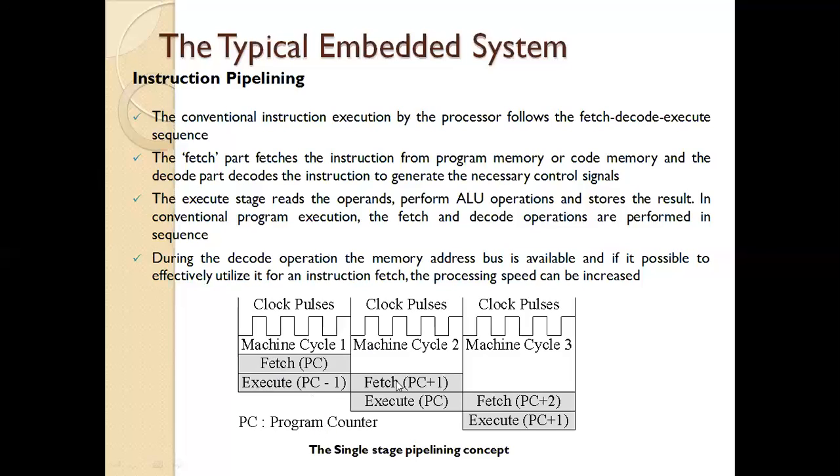If you see in the second, fetch is program counter plus 1, and it will execute the PC. So it will fetch the next instruction, which holds the next instruction to be executed, and it will execute the PC. In the next step, it will fetch PC plus 2, that is, the program counter is incremented by 2, but it will be executing program counter plus 1. In this way, the instructions are fetched, decoded and executed in a sequence. This is called instruction pipelining.